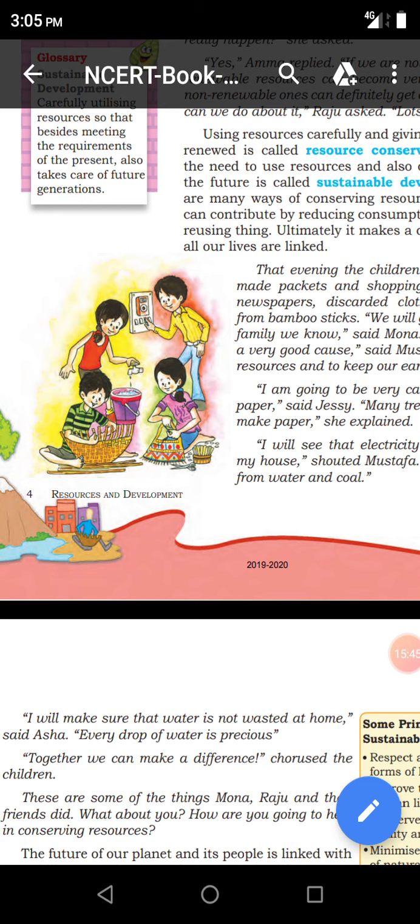Natural resources are those resources that are taken from nature. They are used without modifying them, in the same form as they exist in rivers, lakes, air, soil, minerals, trees, mountains, etc. These are the natural resources.